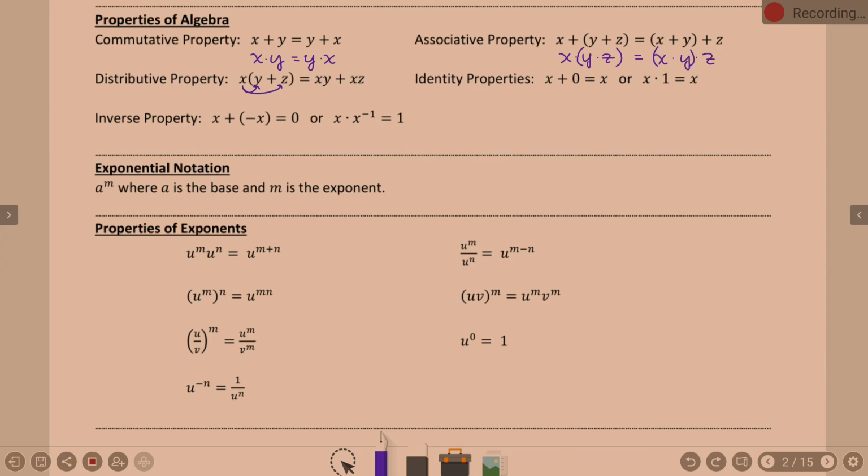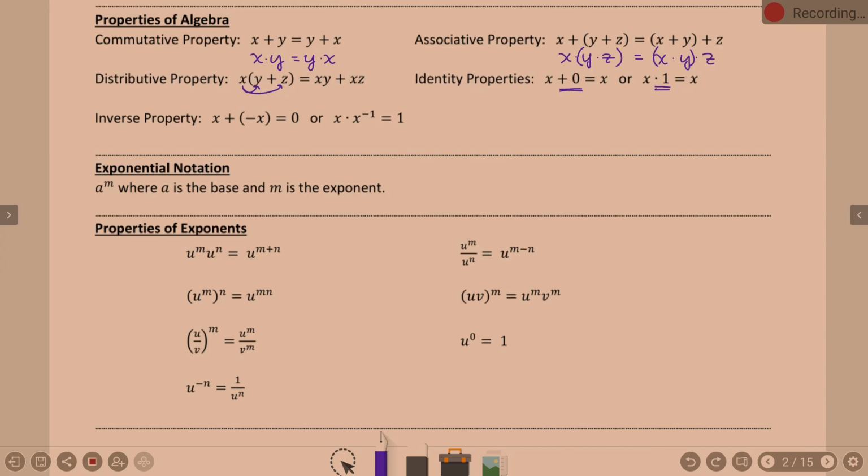Okay, identity properties. There's two. There's identity property of addition and of multiplication. Identity property is what do you do to a number to keep it the same? What do you add to x to keep it x? 0. You add 0. So your identity property of addition is adding 0. That keeps it the same. What do you multiply x by to keep it the same? You multiply something by 1 to keep it the same. So your identity property of multiplication is multiplying something by 1 and it stays the same.